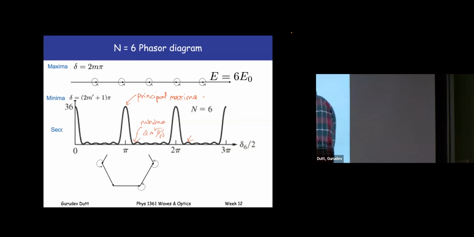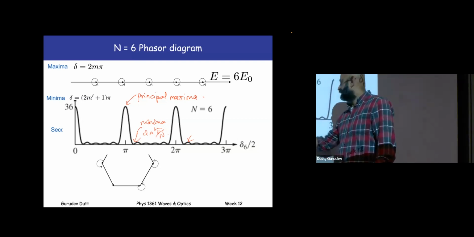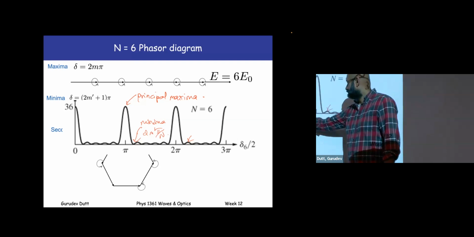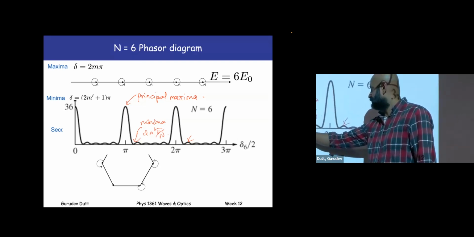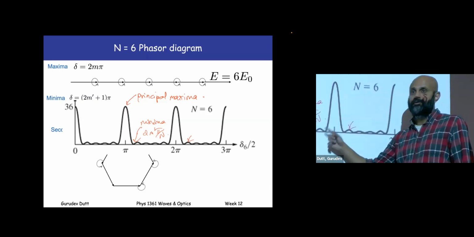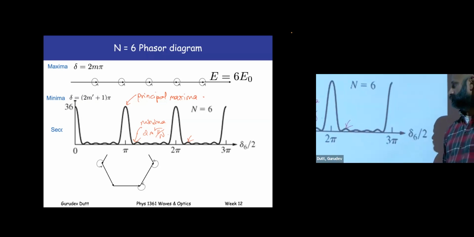Because we have delta over 2 equal to pi and 2 pi. And in between, we have the minima, which is 2m prime pi over n. So you can see immediately that we can only have, say, 1, 2, 3, 4, 5. That's the total number of minima in between those two.